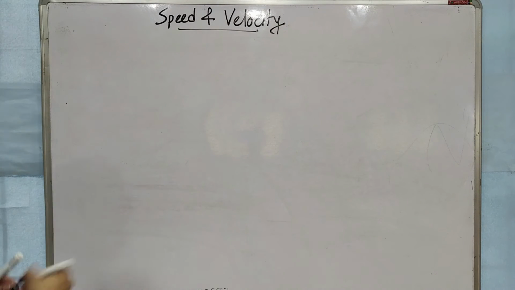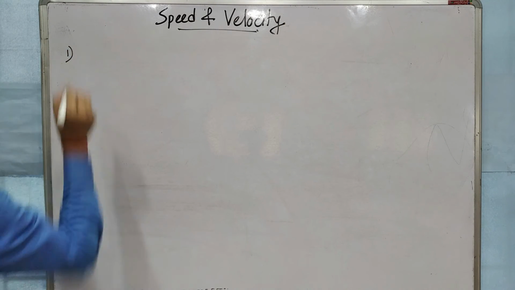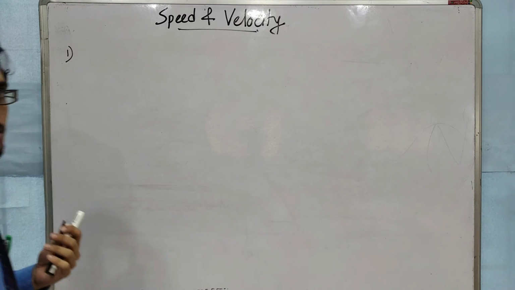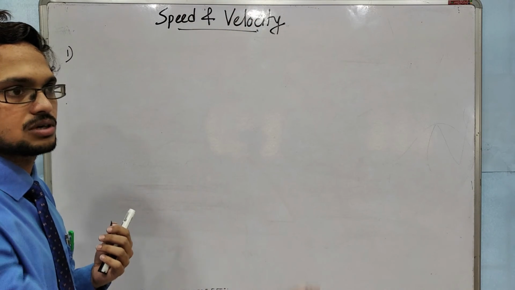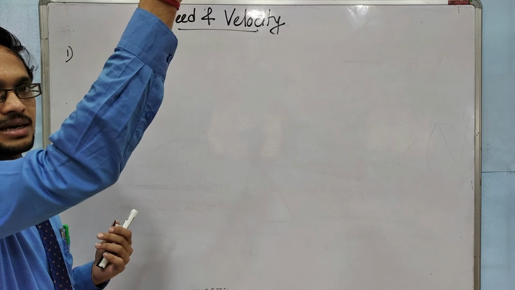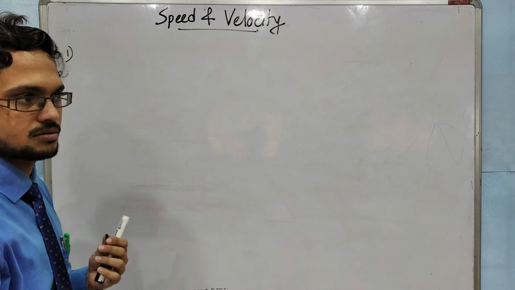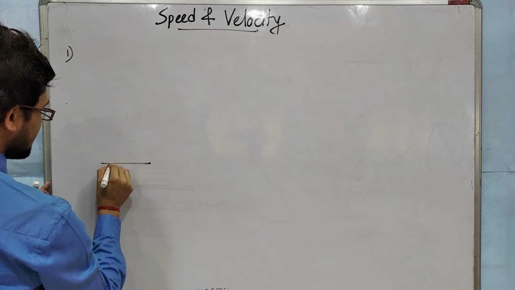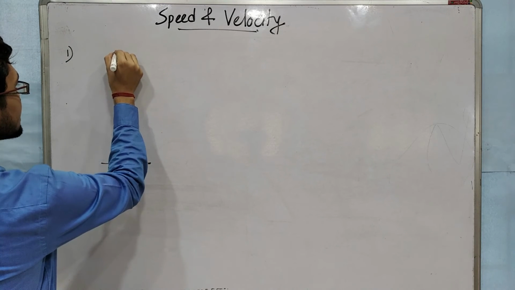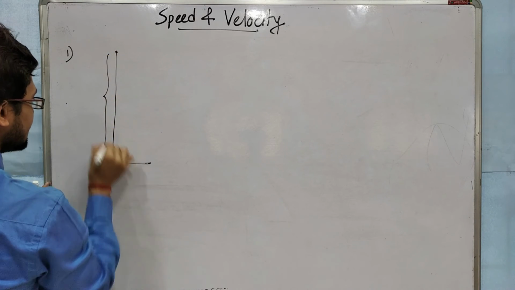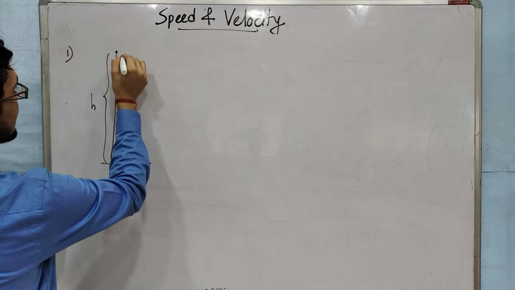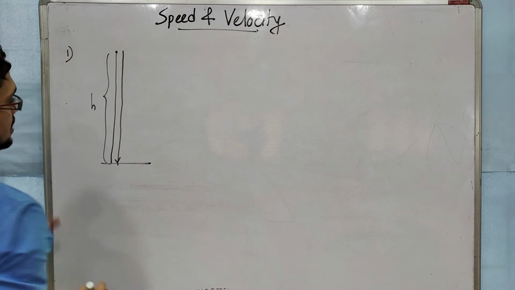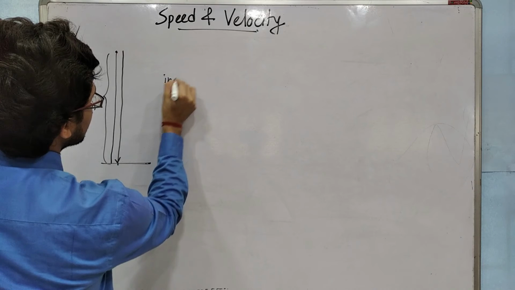So I am giving the first problem. I am taking that an object is thrown. That object will go up to its maximum height, and then it will again come down. Okay, so I have thrown an object from this ground, so it goes up to this height. Suppose this height is h, and then from this point it again comes back to the ground.